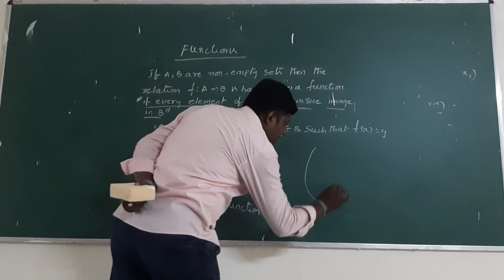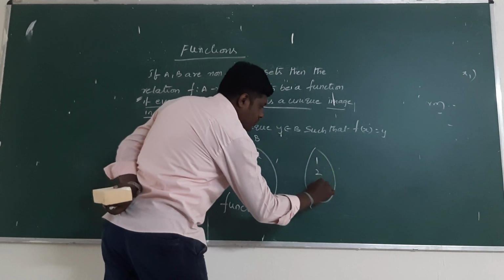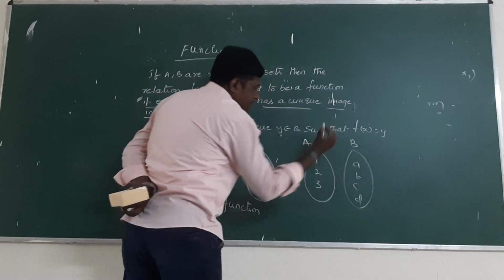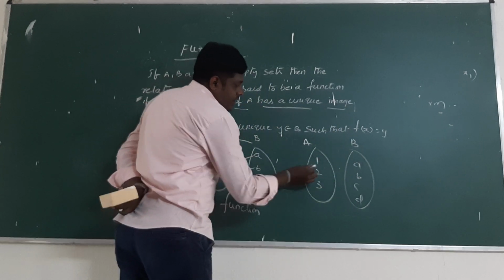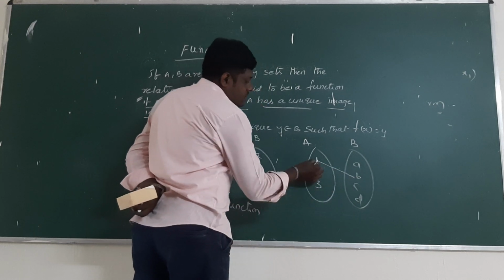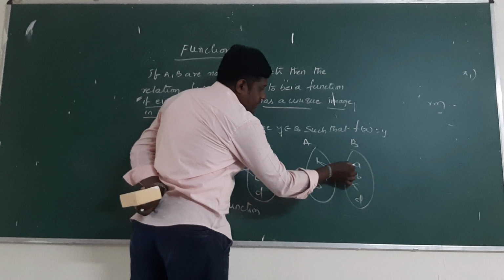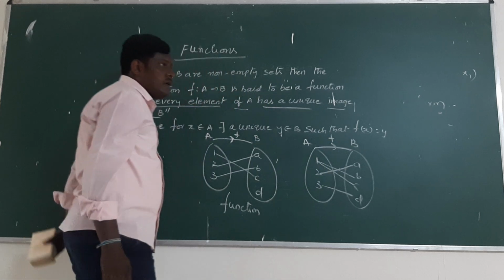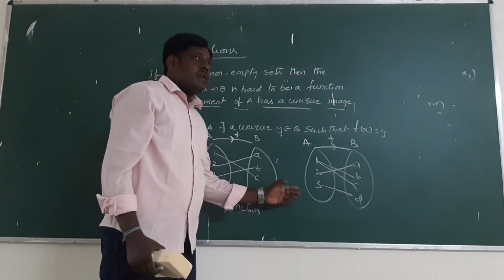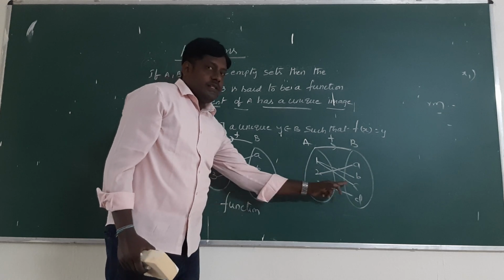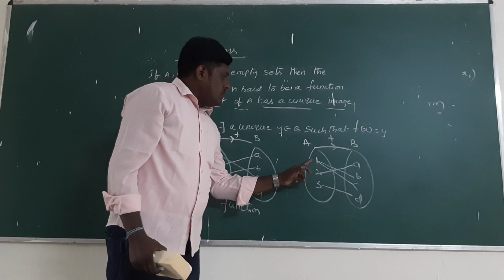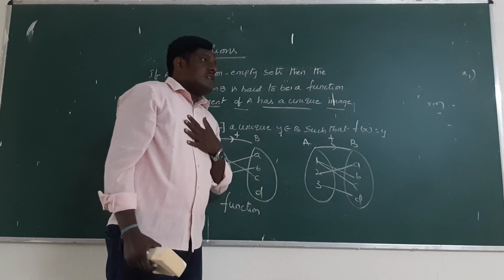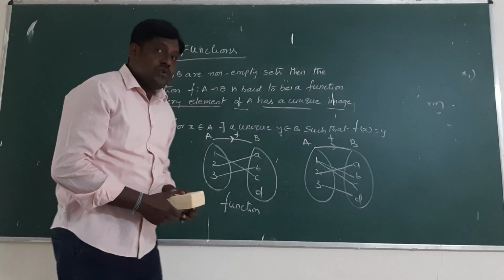Let's see. This is 1, 2, 3 and a, b, c, d. 1 is mapping with b and also 1 is mapping with c. 2 is mapping with a, 3 is mapping with b. Is it a function? It is mapping only. It is not a function because 1 has two images. 1 is mapping with b and 1 is mapping with c. So 1 has two images. That's why it is not a function.